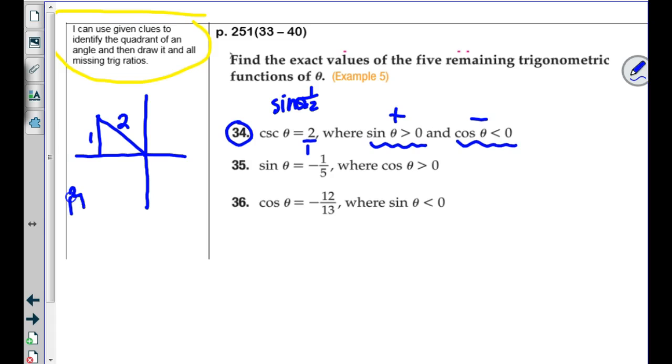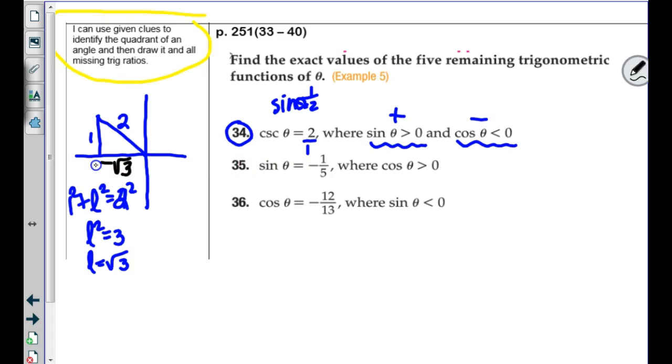Yes, leg squared plus missing leg squared equals hypotenuse squared. So you square this and you get 4, square this and you get 1, you subtract, and you get 3. The leg is square root of 3, but because where it is, it's actually what? Negative square root of 3. So now you should be able to find all 6 functions. Do you need me to go through them? Anybody? No? Good.